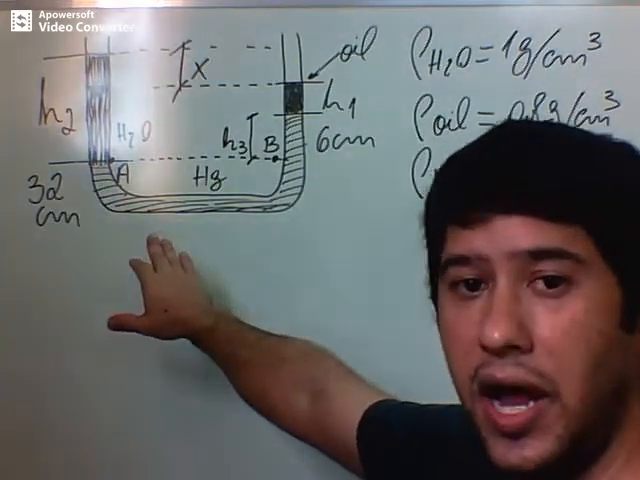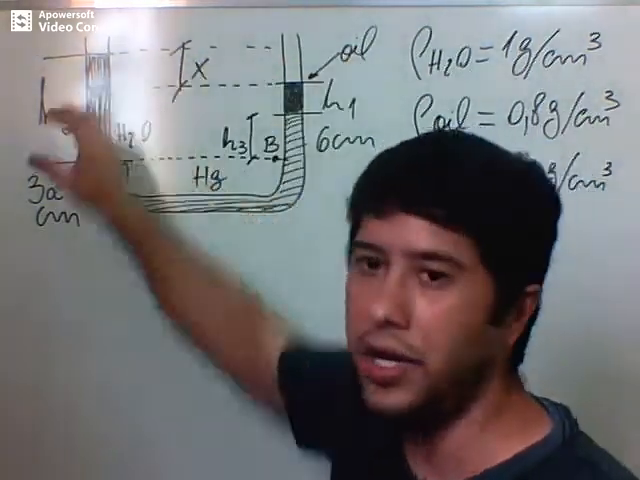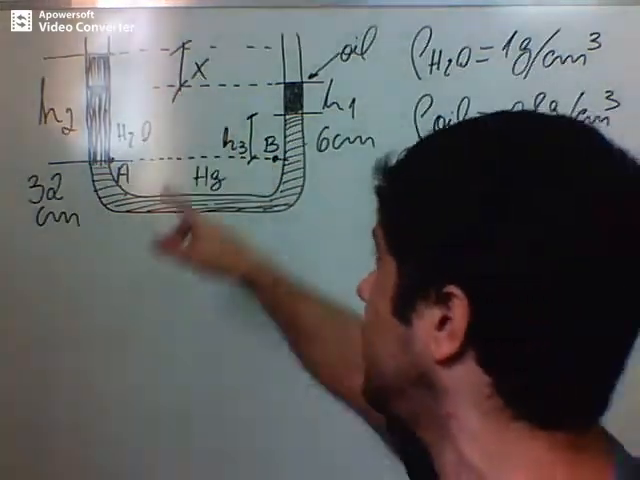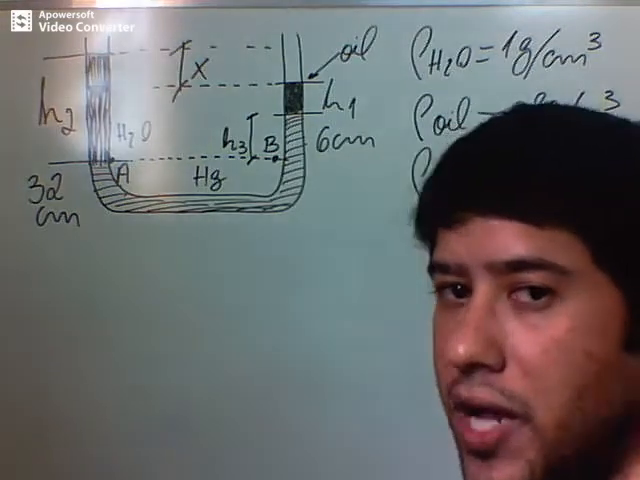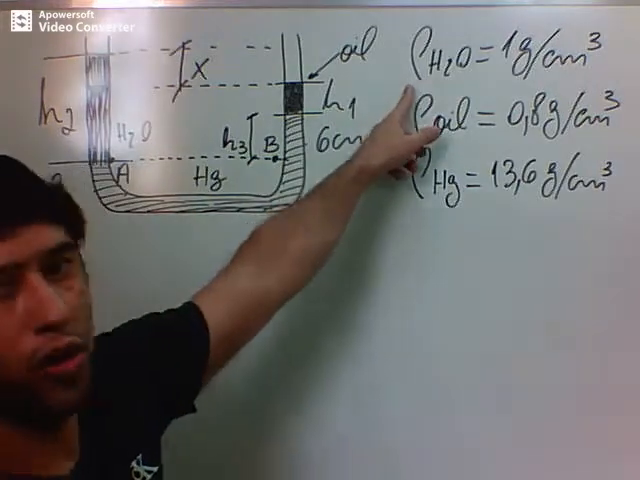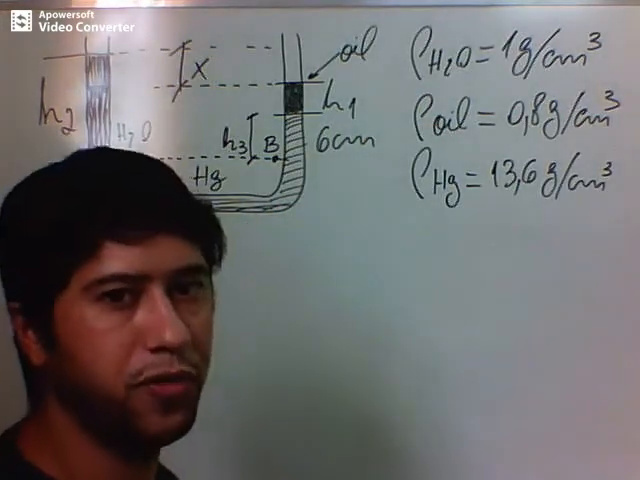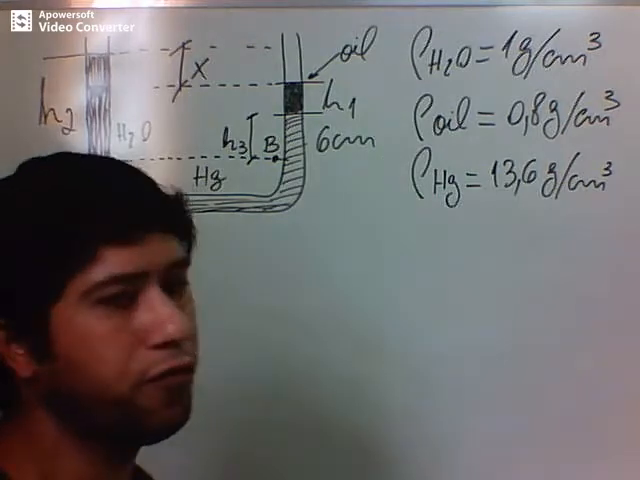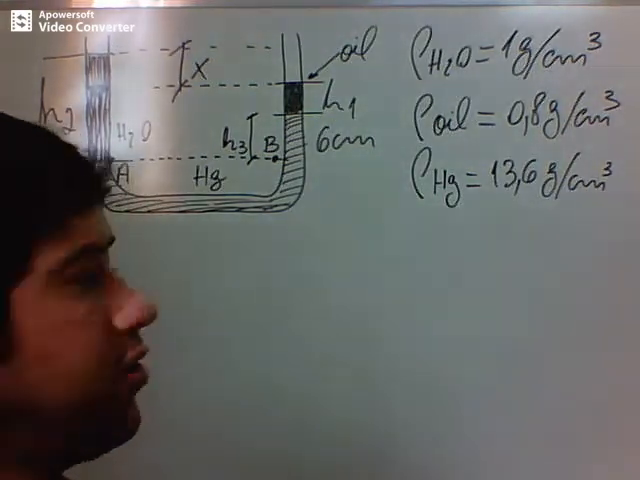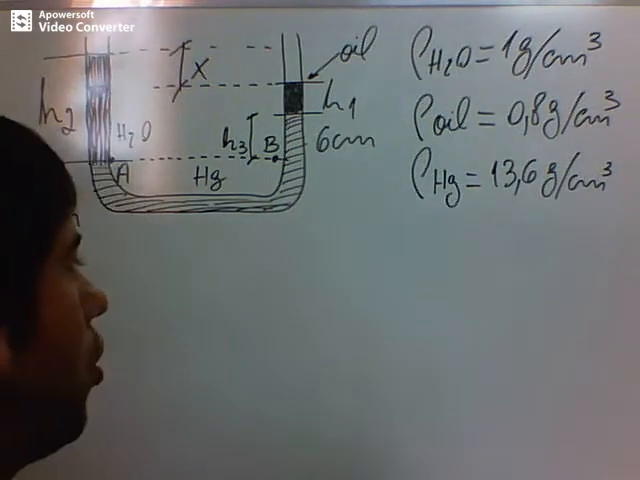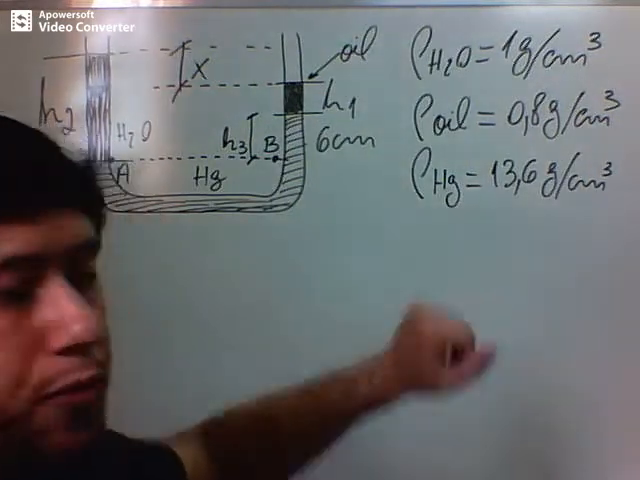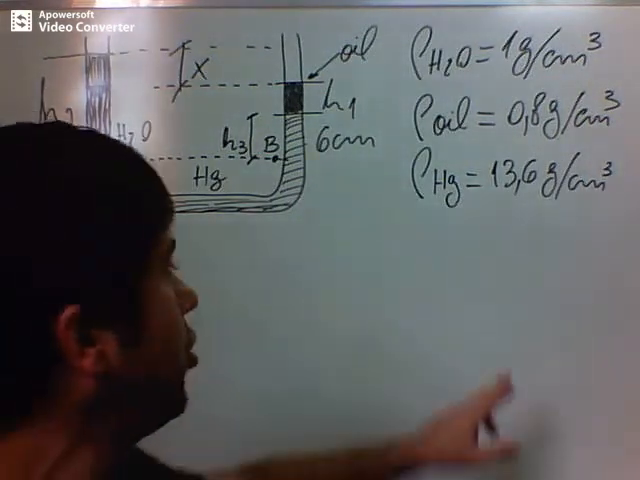So mercury here at the bottom, and I put oil here, water there, and what we wish to calculate is the value of this distance here, this value of x, my friend. The exercise told us that the density of water is 1 gram per cubic centimeter. The density of oil is 0.8 grams per cubic centimeter, and the density of mercury is 13.6 grams per cubic centimeter. Here in Brazil we use commas.